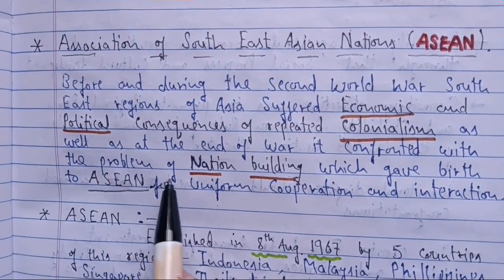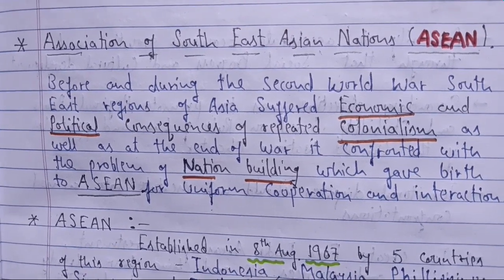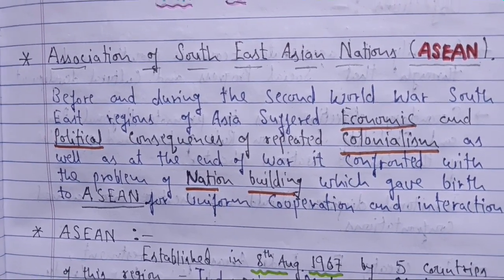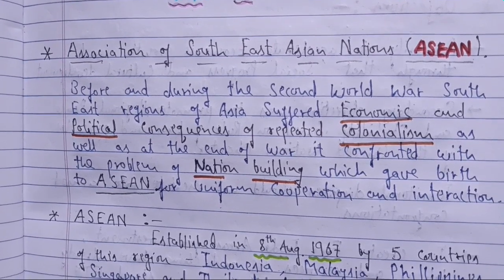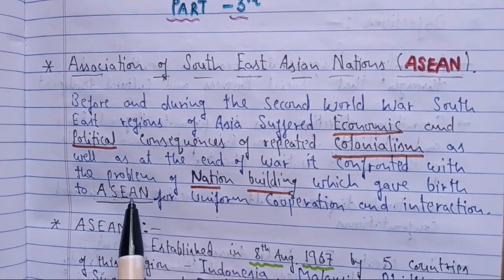After independence, they wanted nation building. They wanted to start as a strong group, because as independent small countries, they could not have been as successful as they are today. So they formed a group called ASEAN, the Association of Southeast Asian Nations.